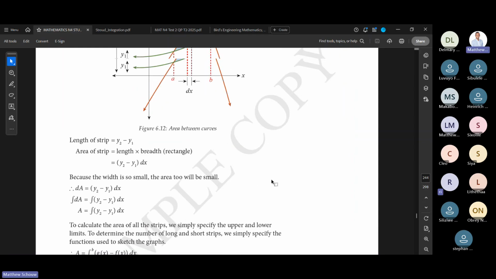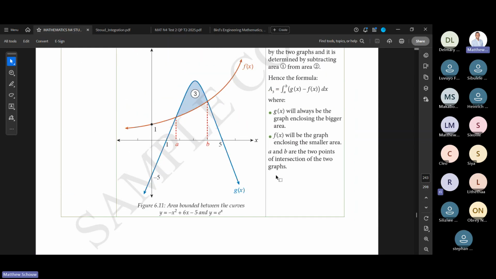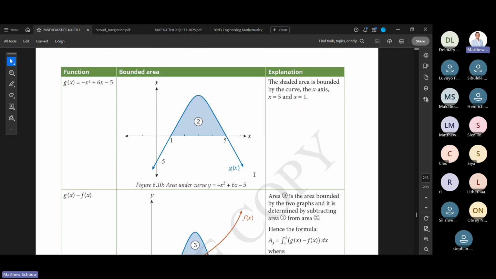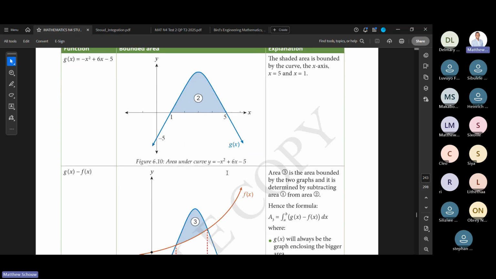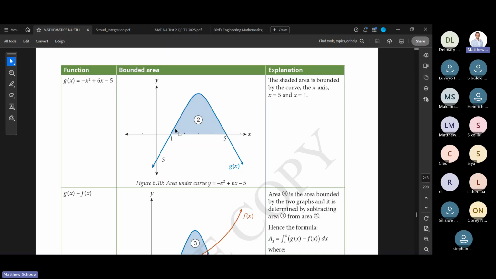Can you explain that again, sir? Yes. I'll come here. So here we have e to the power x. If you want to find a shaded area between 2 points, we know what it is. If you want to find the shaded area between, let's say, 1 and 5, it's between that and that.